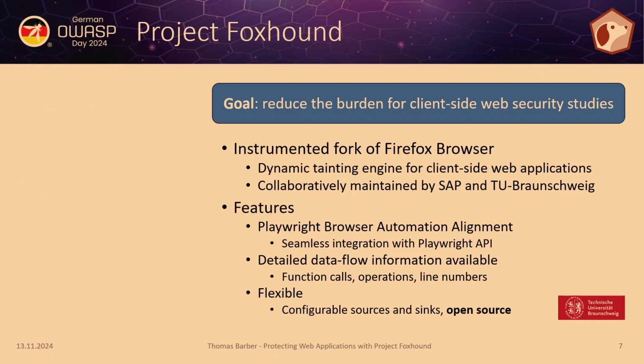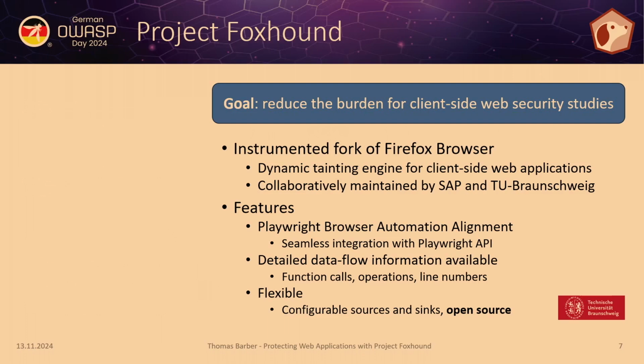So what is Foxhound? It's an instrumented fork of the Firefox browser, and we're doing exactly that. So we're taking Firefox and adding this dynamic taint tracking functionality to it to do these kind of studies.